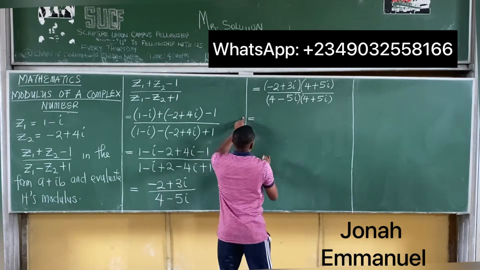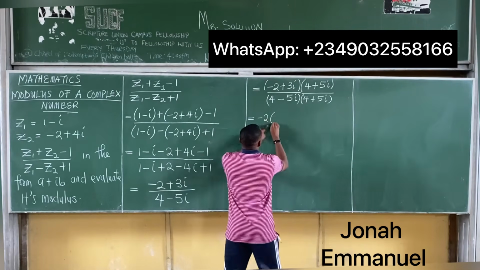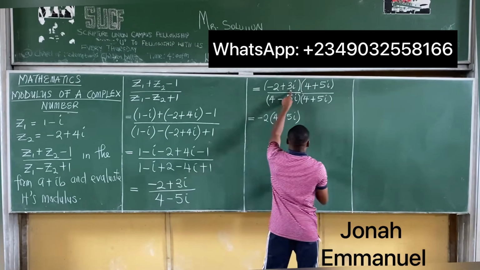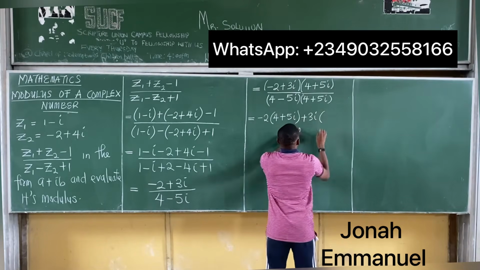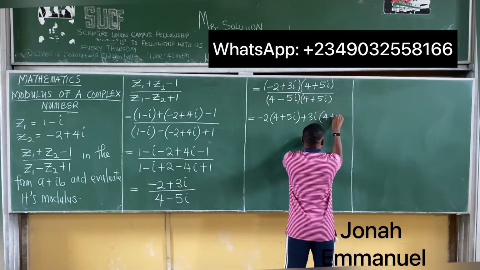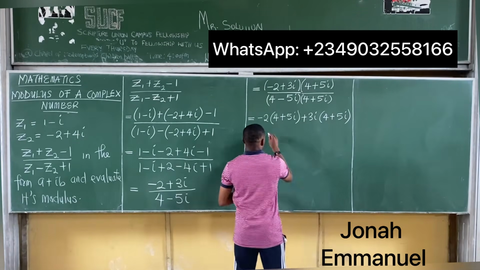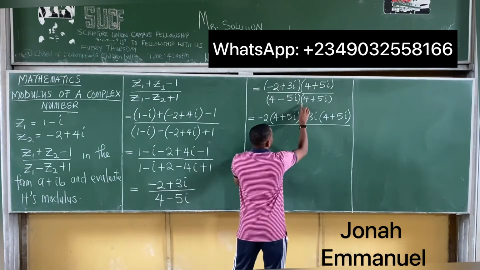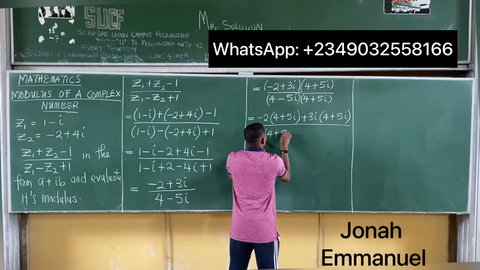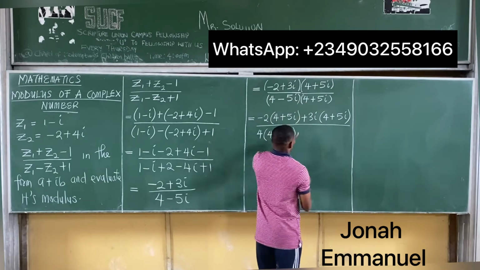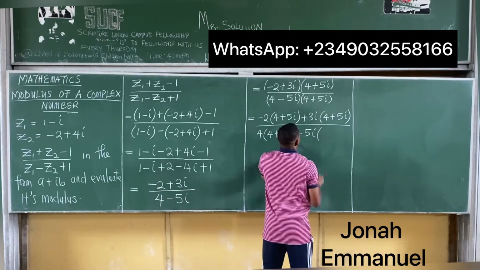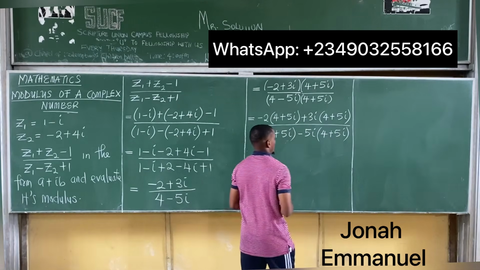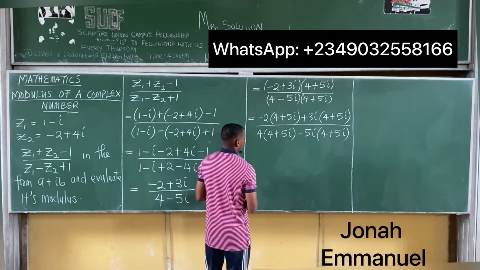So this is equal to, use the first term here, minus 2, multiply everything here, 4 plus 5i. Use the second term, plus 3i, multiply everything here, 4 plus 5i. So we have this here, all over, use the first term here, 4, multiply everything here, 4 plus 5i. Second term here, minus 5i, multiply everything here, 4 plus 5i. So I have this. All right, so in expansion, what do you have?